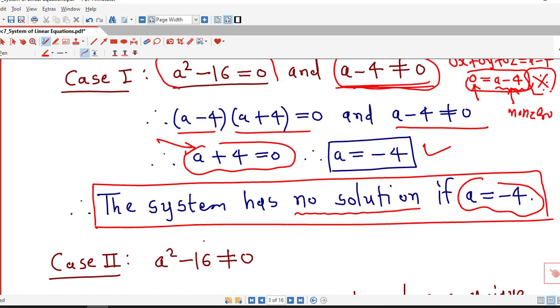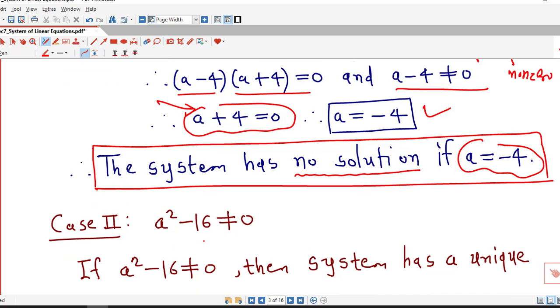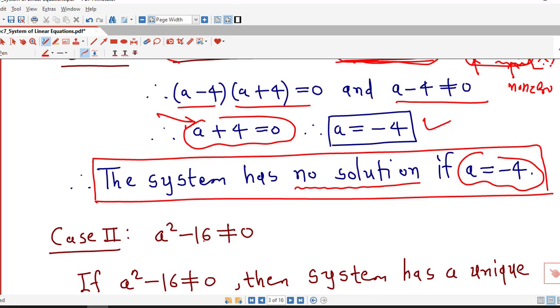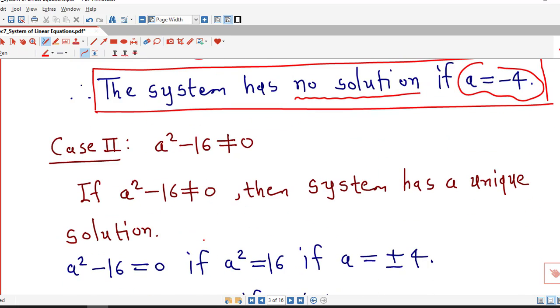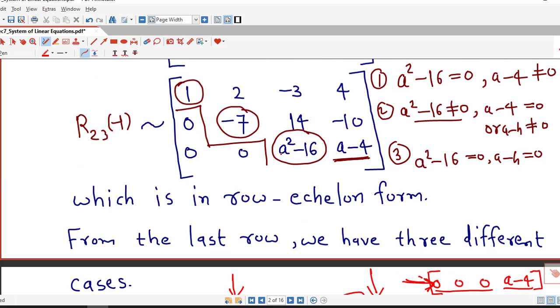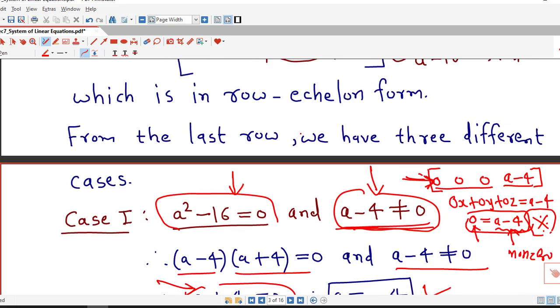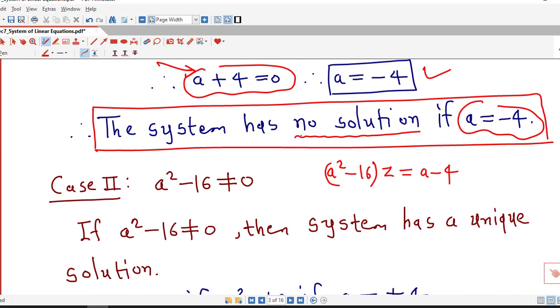Now we consider the second case, a² − 16 non-zero. If a² − 16 is non-zero, then the equation corresponding to the last row will be (a² − 16)z = a − 4. If we consider this row echelon form, then these are the coefficients of x, y, z. So the equation corresponding to the last row is (a² − 16)z = a − 4.